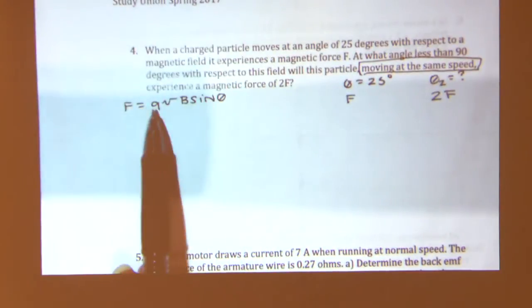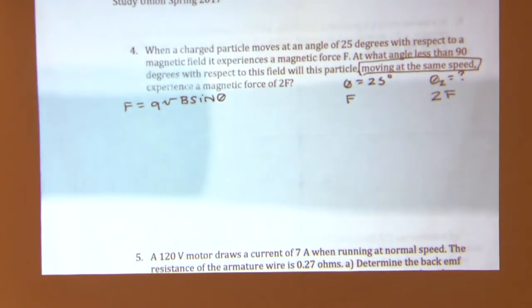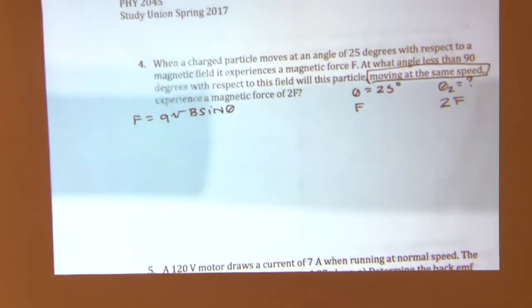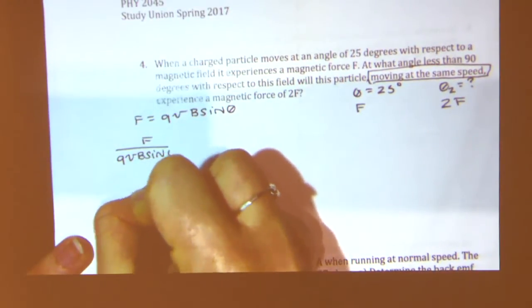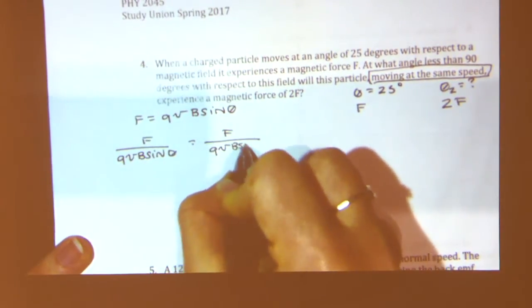And we know it's the same particle. A charged particle moves at this. So we're keeping the same particle moving. So we have the same Q. We're not changing the charge at all. And they told us it has the same speed. And it's also going to be in the same magnetic field. So we can basically say, if you think about it, F over Q V B sine theta is equal to F over Q V B sine theta. That Q V B, they're all the same. They're going to cancel out.